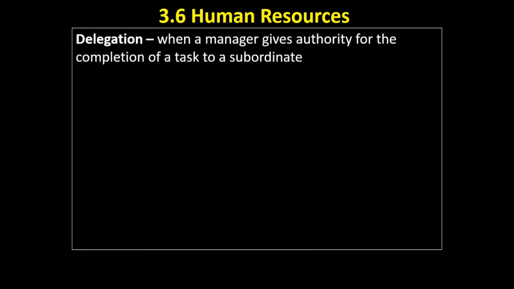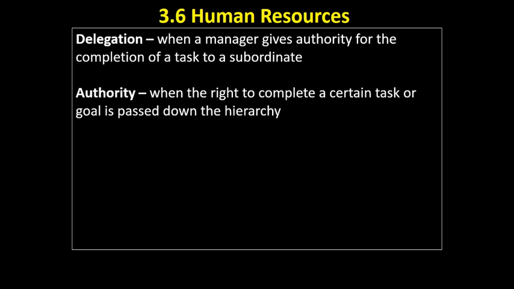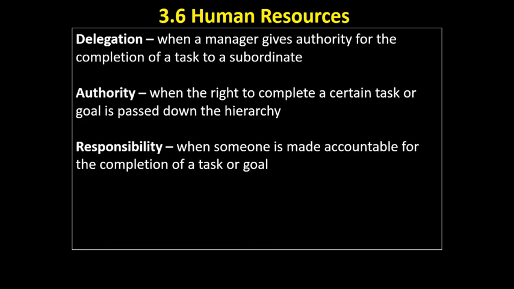So, final thing, just to make sure these are the key terms that are specified on the specification you need to know. So delegation is one of them. Delegation occurs when a manager gives the authority for the completion of the task to a subordinate. And authority is the right to complete a certain task or goal, and it gets passed down the hierarchy. So we get delegated authority to do stuff, okay? And that comes down the hierarchy.